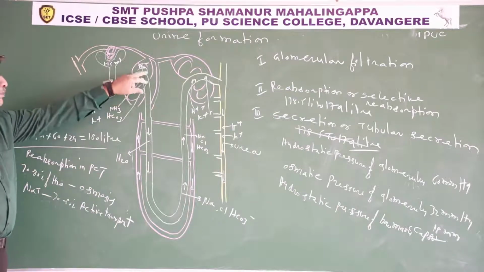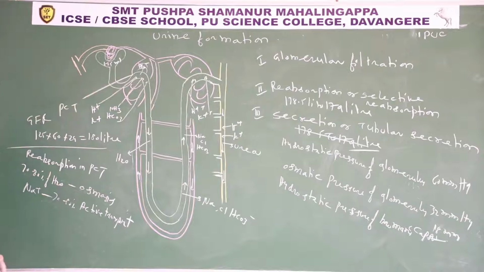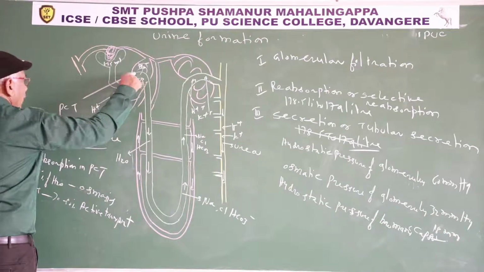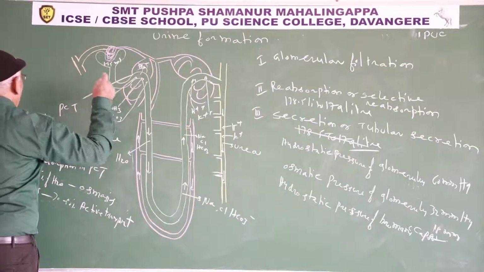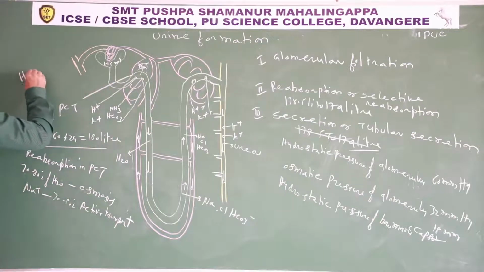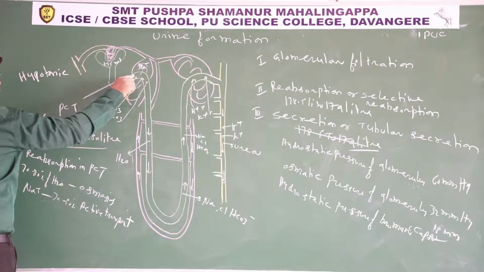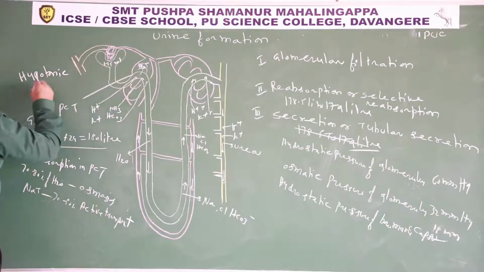Urine filtered into the Bowman capsule is hypotonic urine, means low concentration when compared to our blood concentration. After reabsorption, hypotonic becomes isotonic urine in the PCT. Isotonic means concentration of urine and our blood is the same.